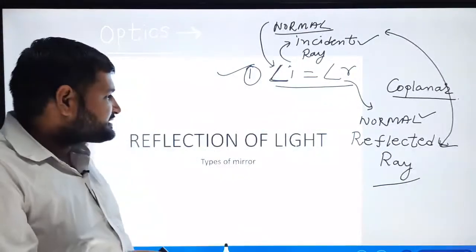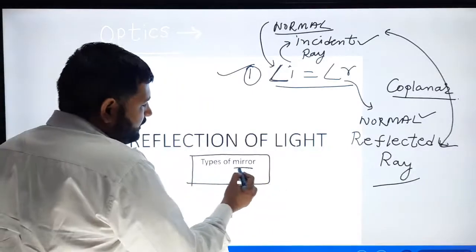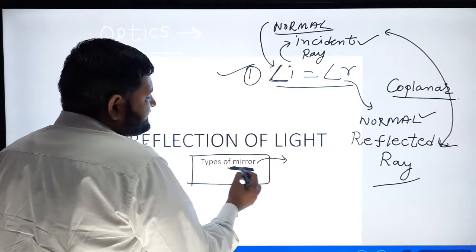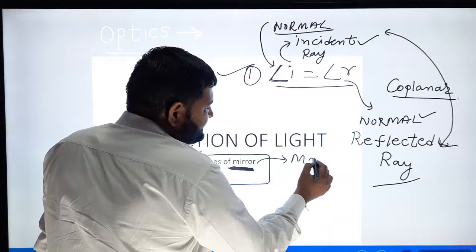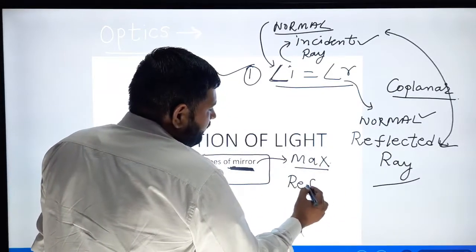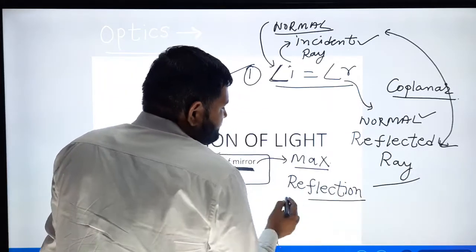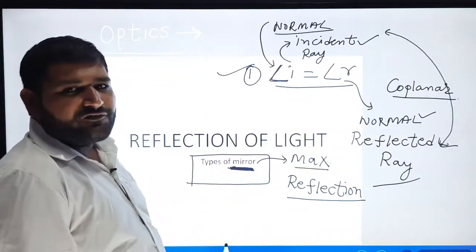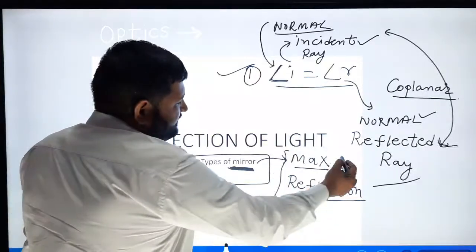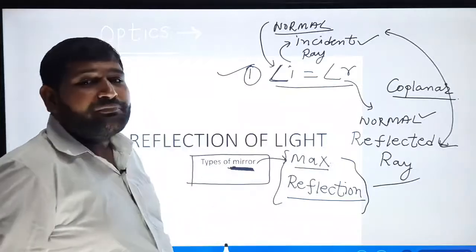Now in this video we will study about the types of mirrors. So first of all, what is mirror? Mirror is a reflecting surface which has the capacity to reflect the light in maximum amount. So mirror is a smooth and shiny surface which provides maximum reflection of light. That smooth and shiny surface which has the capacity for the maximum reflection of the incident light is called mirror.